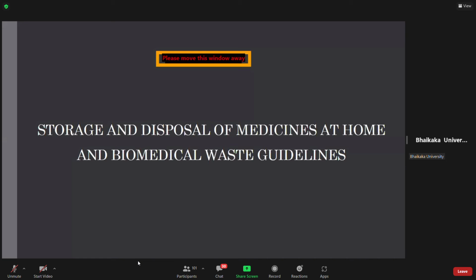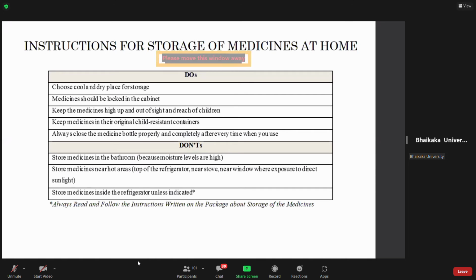So we'll give you certain information regarding the storage and disposal of medicine and biomedical waste. First, certain instructions regarding the storage of the medicine. So how will you store your medicines at home? First of all, you have to check the instruction written on the package of the medicine, particularly for that medicine.